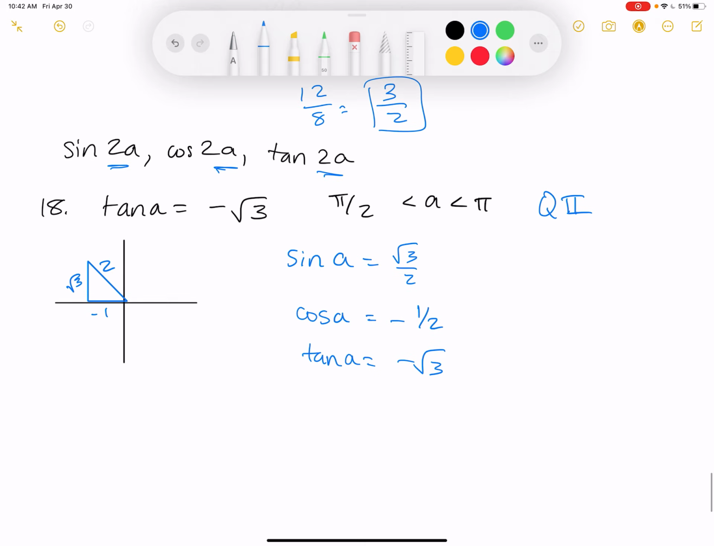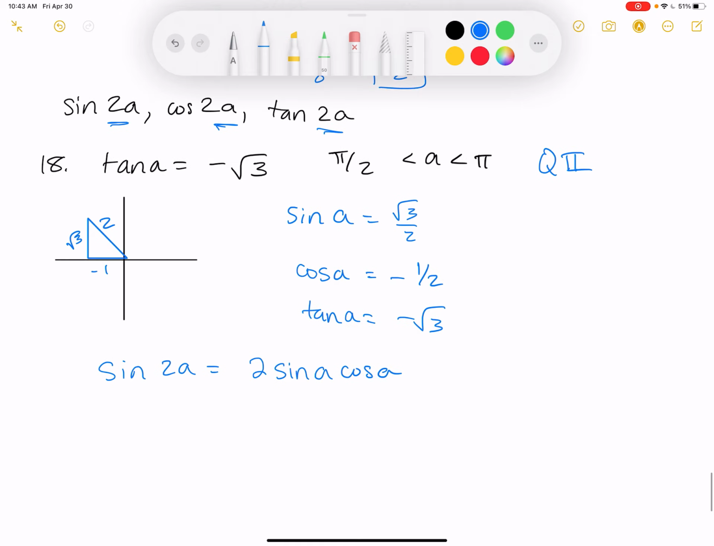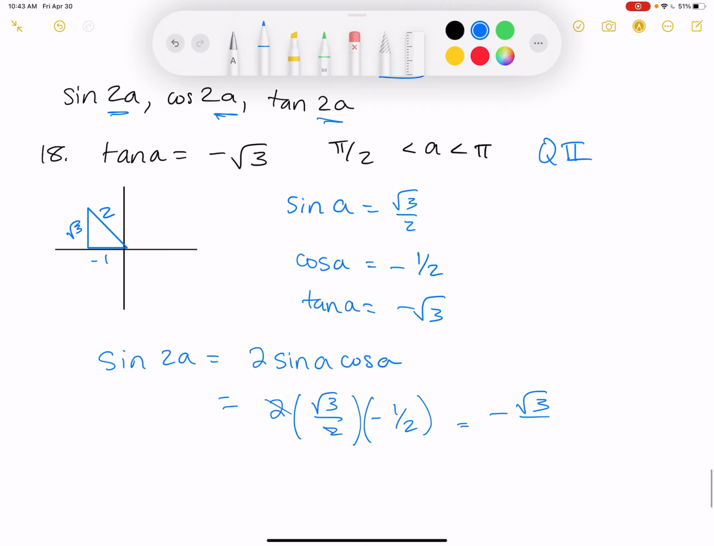All right, so the sine of 2A, the formula is 2 sine of A cosine of A. So 2 times the square root of 3 over 2 times -1/2. One of the 2's top and bottom cancels to leave you with negative root 3 over 2. That was easy.